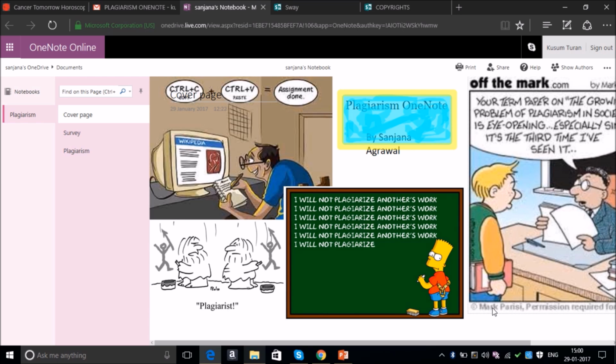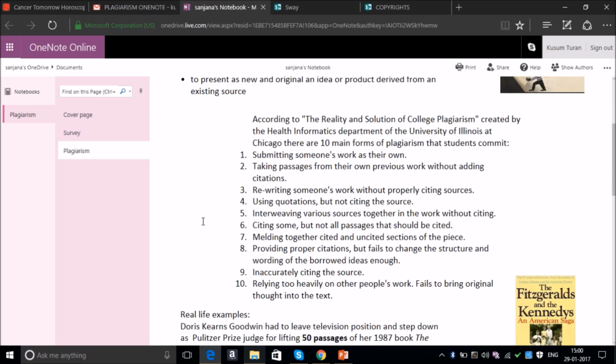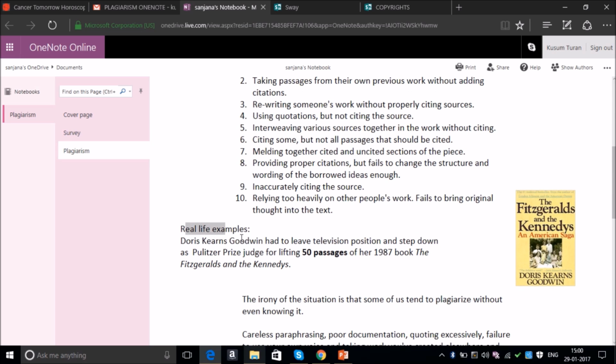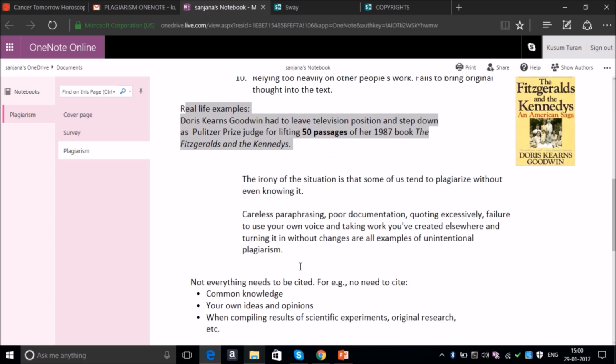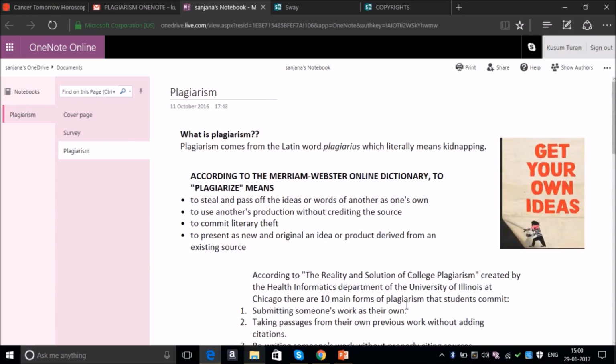This is one of the OneNote notebooks prepared by one of her students. She conducted a survey among students whether they plagiarize or they do not plagiarize. She also cited some real-time examples, consequences. This work really helped in building their knowledge.